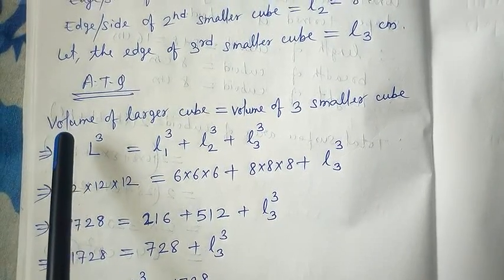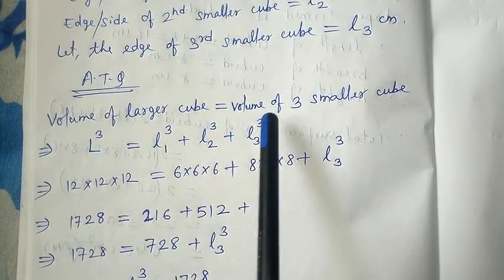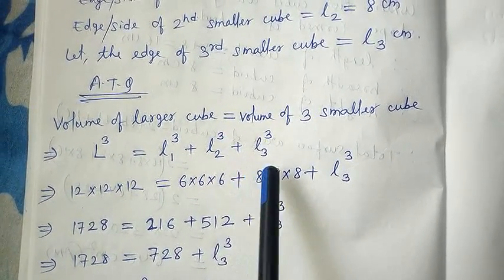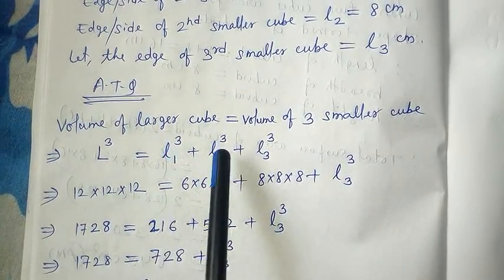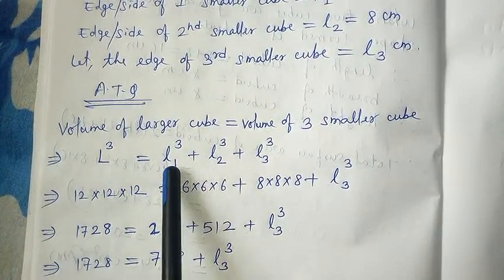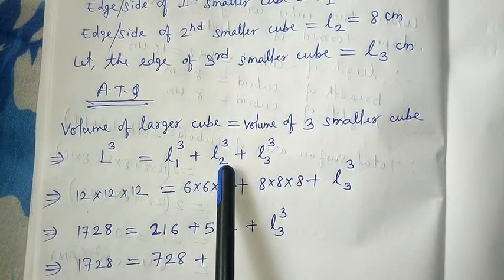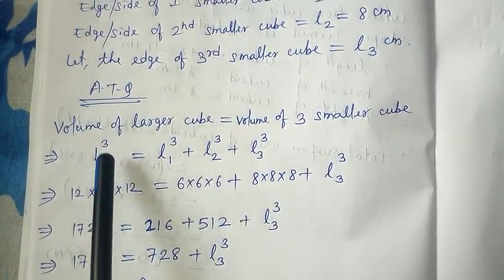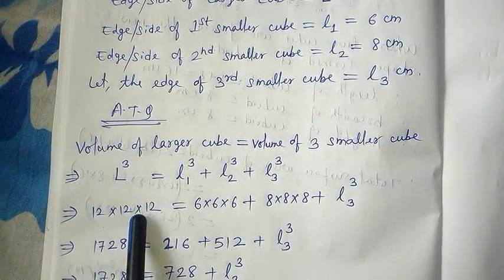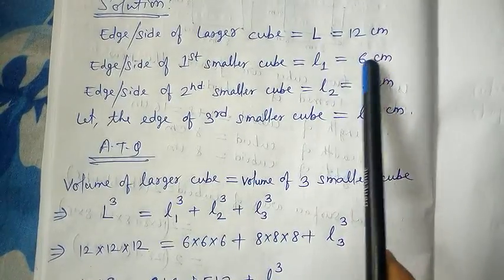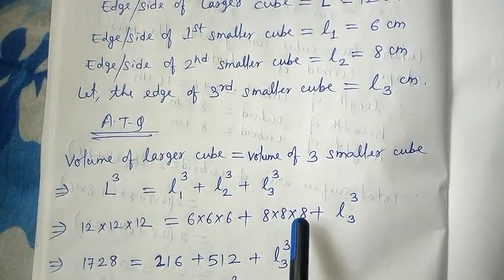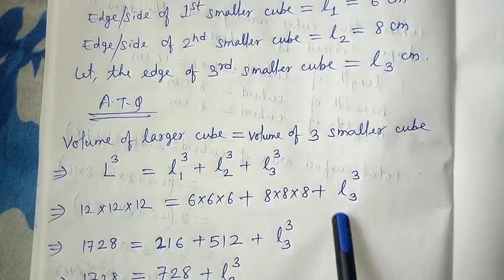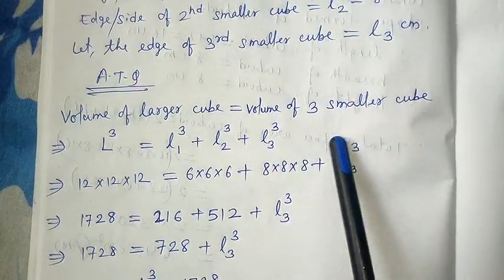So the formula of volume is L cube, and for the first smaller one it will be l1 cube, plus for the second one l2 cube, plus for the third one l3 cube. So all these are the volume formulas of a cube. Now the larger value is 12: 12 into 12 into 12 equal to, smaller ones are 6 and 8, 6 into 6 into 6 plus 8 into 8 into 8 plus l3 cube, which is unknown. We have to find the value of this only, l3.